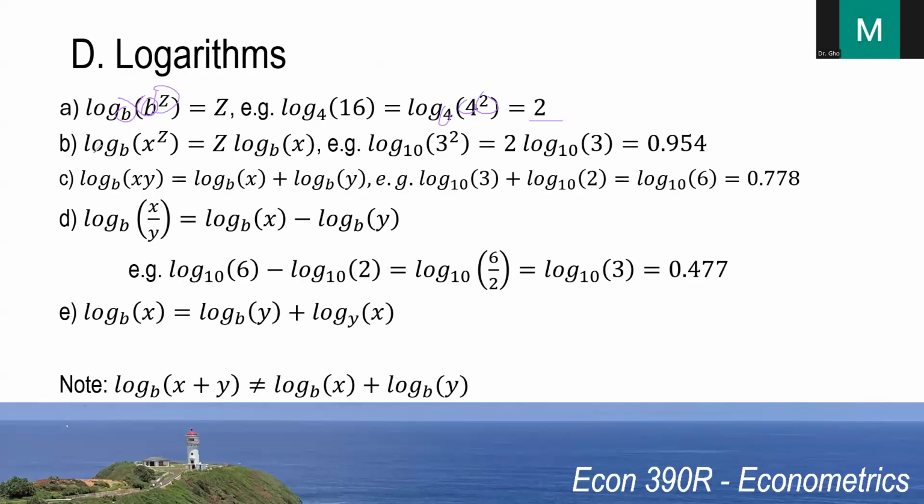If you're taking the log of some base number of x raised to the z power, you can pull that z power out to the beginning. So z times the log of x. For example, the log base 10 of 3 squared is the same thing as 2 times the log of 3. And here, I'll show you that in Excel.